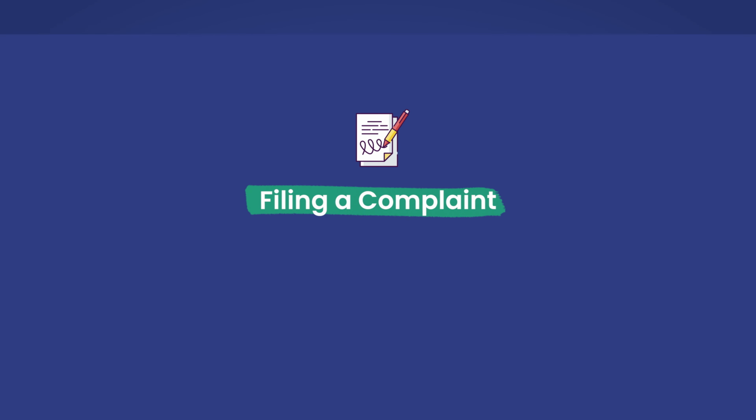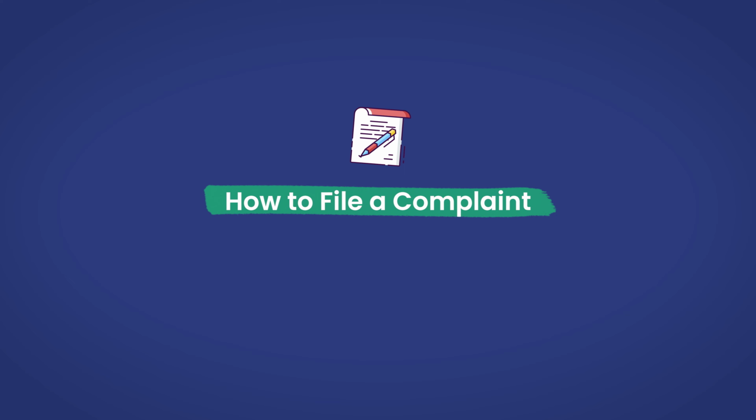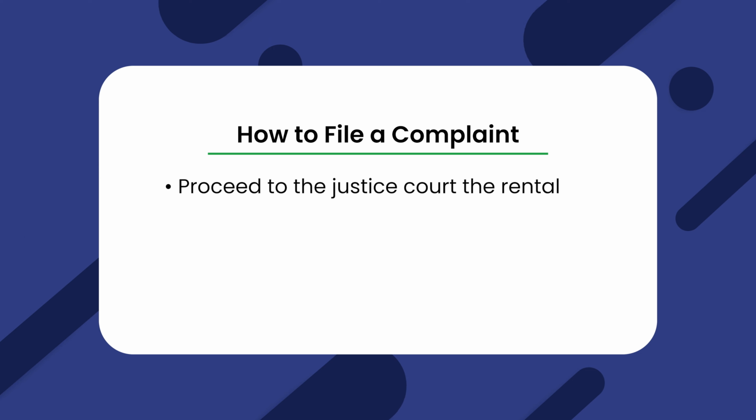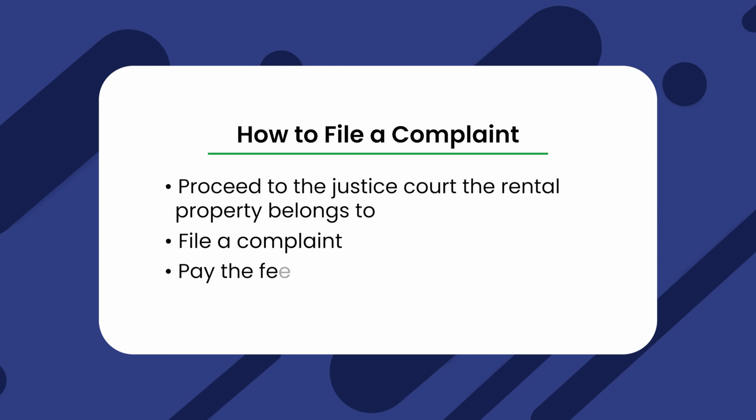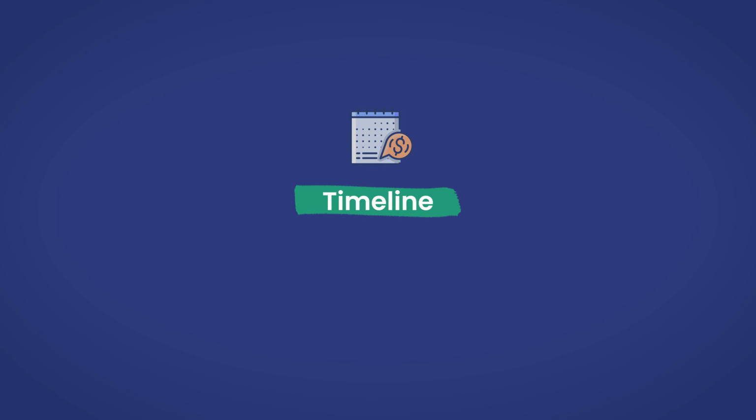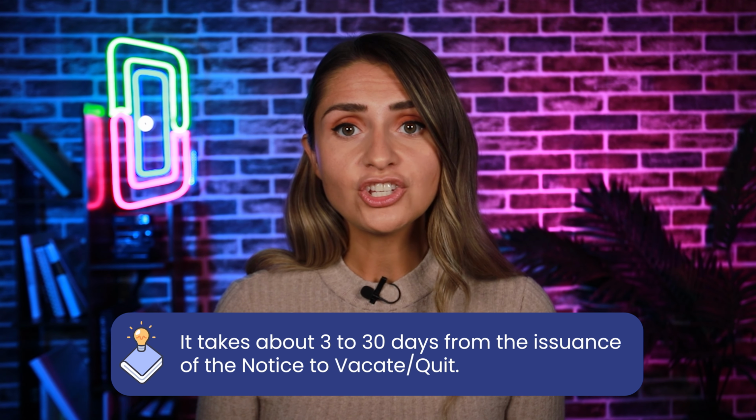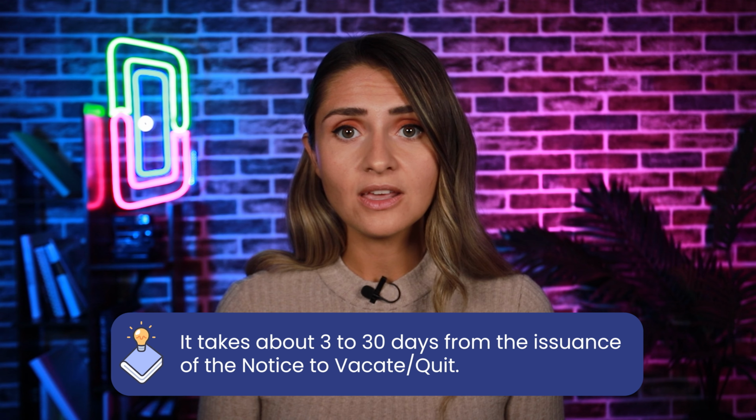Filing a complaint. How to file a complaint. The eviction process can only begin after the issuance of the appropriate written notice. Enough notice time must have been allowed before filing for eviction. The eviction process is as follows. Proceed to the justice court the rental property belongs to, file a complaint, and pay the fees. Timeline. It takes about 3 to 30 days from the issuance of the notice to vacate or quit.